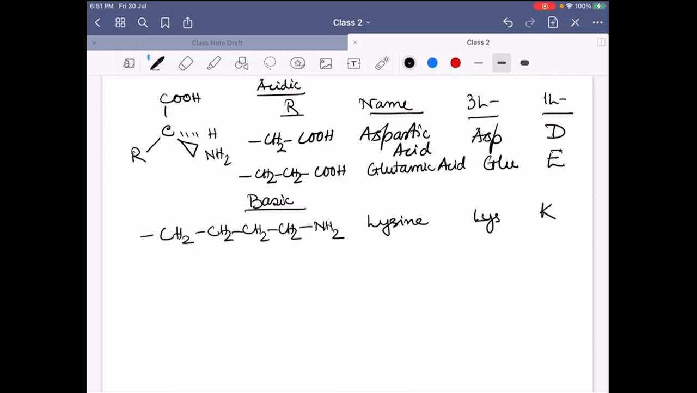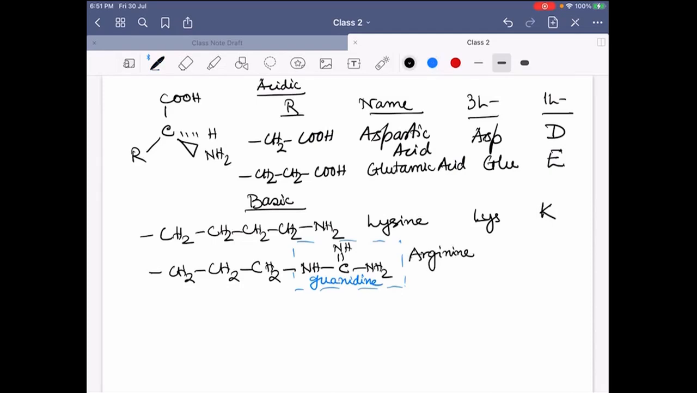And then you can have another one from the same basic group. It is known as arginine, where you have three CH2 groups, and then over here a guanidine group. And this particular set is known as arginine. Three letter ARG, one letter R.